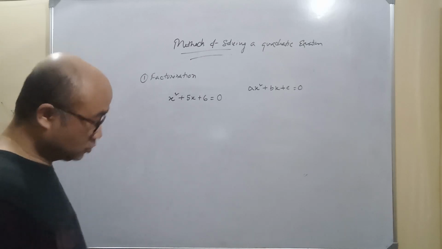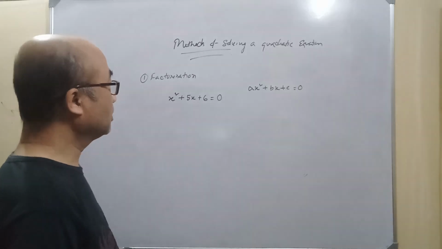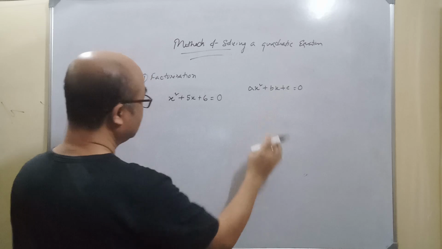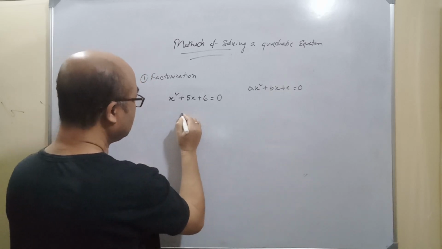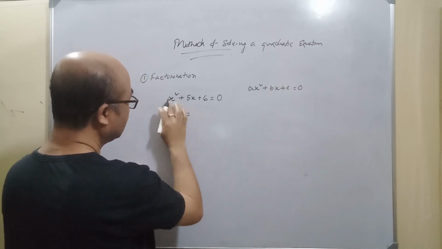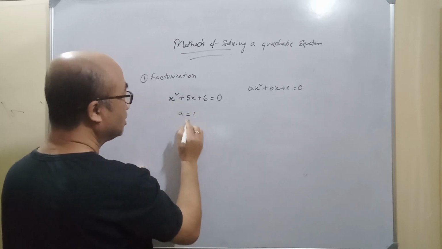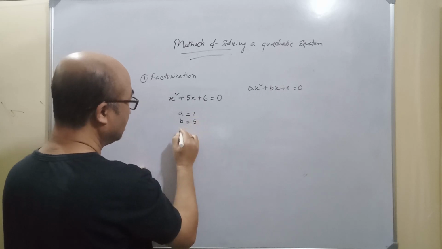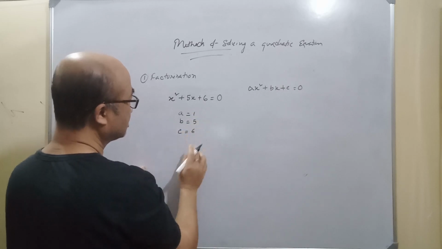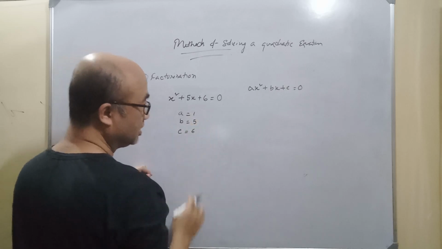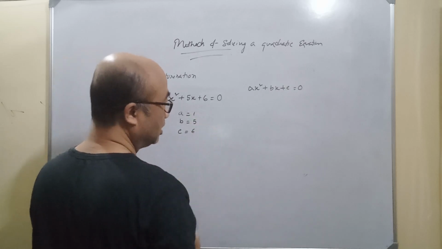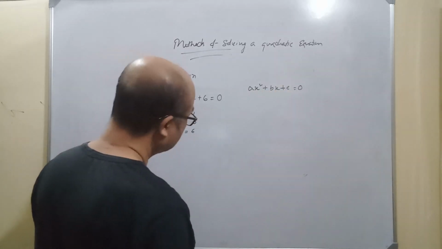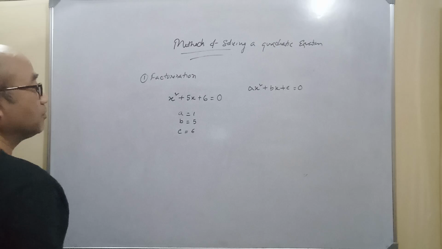Now, to solve this problem, first let us find a, b and c. What is a here? It is 1. What is b? It is 5. And c is 6. A, b and c. So we got the coefficients. These are the coefficients, and this is a constant. So we got all three.